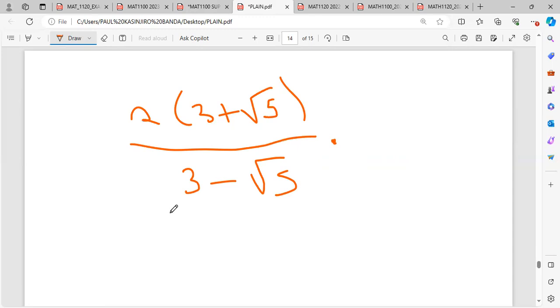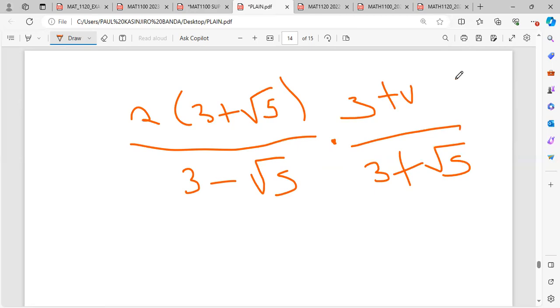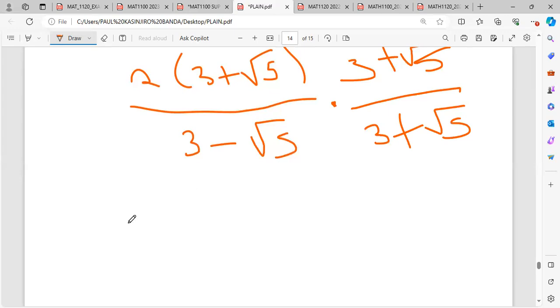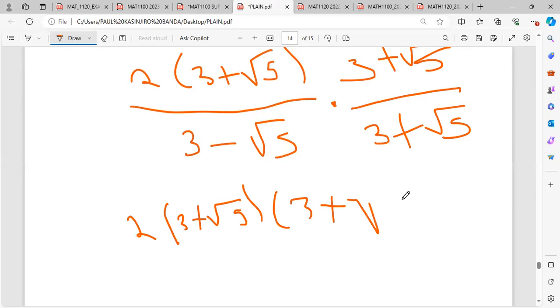So what is the conjugate of this? You just simply write the same thing, and then you change the sign in between. So there you have that. On top again, you have that. Simple as that. Then you multiply. So on top there, what are we going to have? We're going to have 2, 3 plus root of 5, then again 3 plus the root of 5 there.